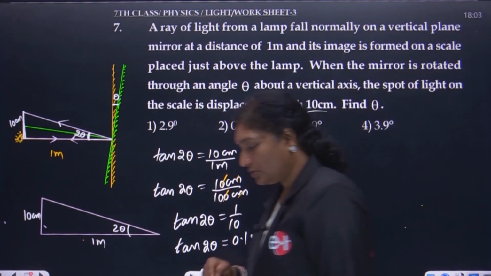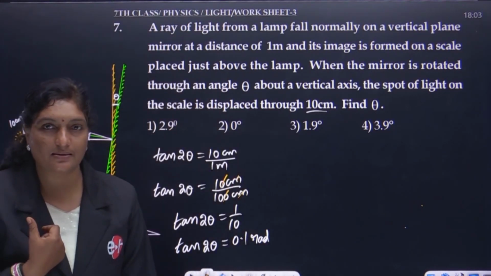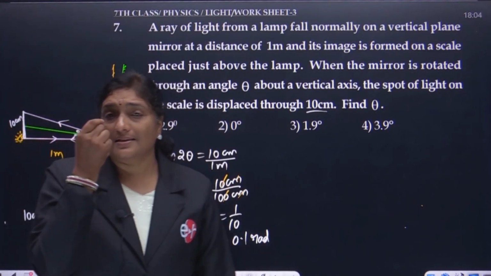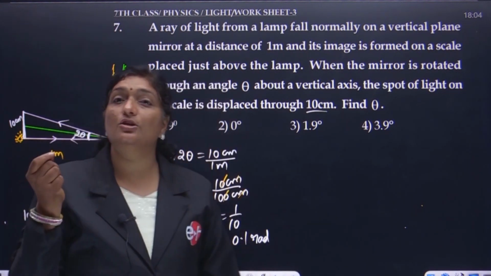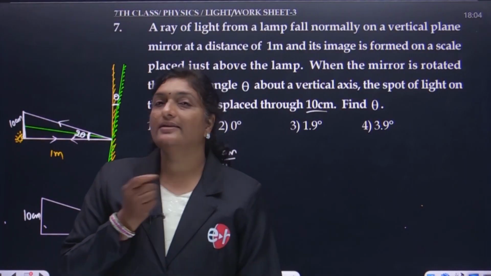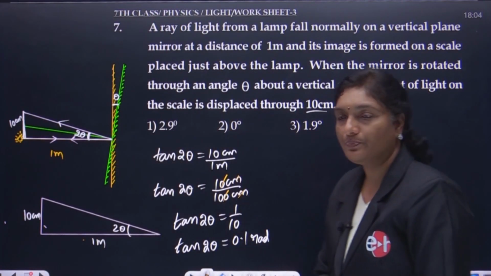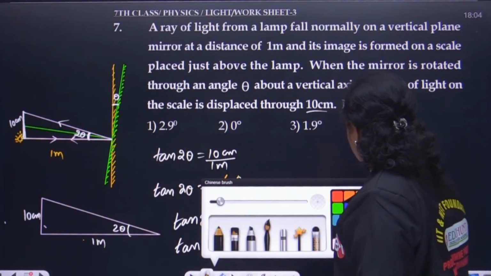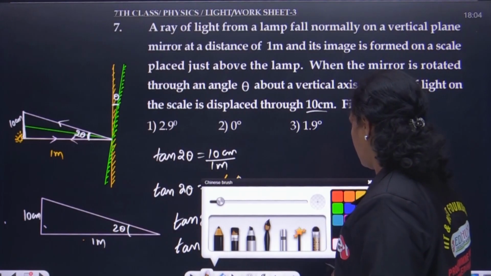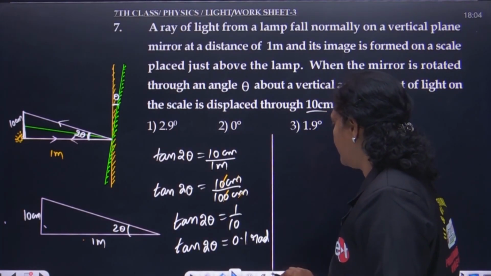Children, one thing you need to know: this distance is very small, hardly 10 centimeters. Since the distances cancel, we are getting it as radians, which means 0.1 radians, and no doubt 0.1 radians is a very small value. Let me look into that.